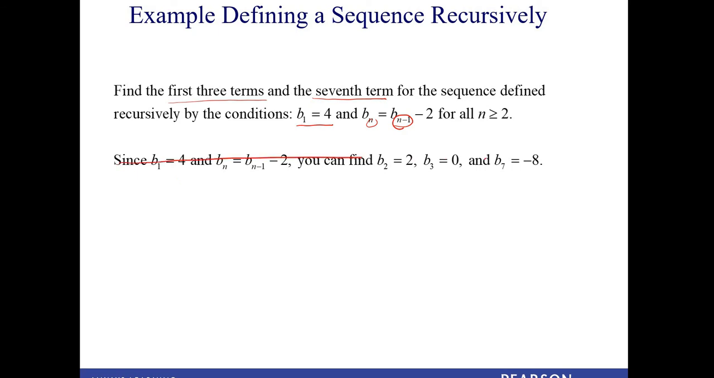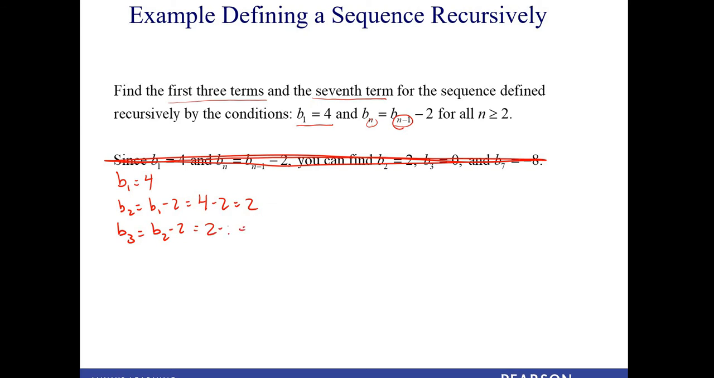So I'm going to get rid of this and show you the work that is behind this. So let's look at this. B sub 1 equals 4. That's a given. B sub 2, again plugging 2 in for n, is going to be B sub 1, the previous term, minus 2, and we already know B sub 1 is 4. B sub 3 would be the previous term minus 2. The previous term was 2. B sub 4 is the previous term minus 2. The previous term was 0.